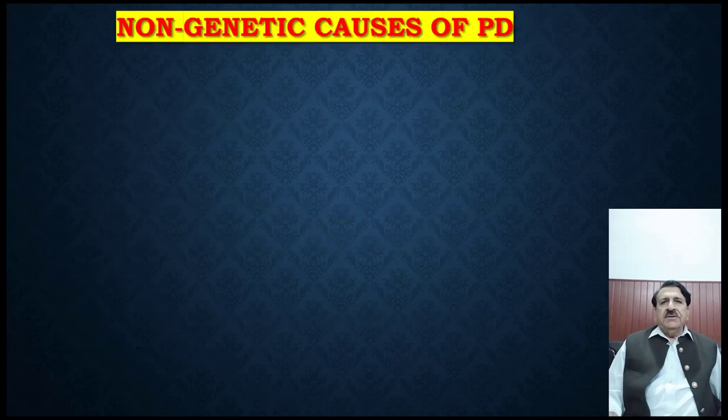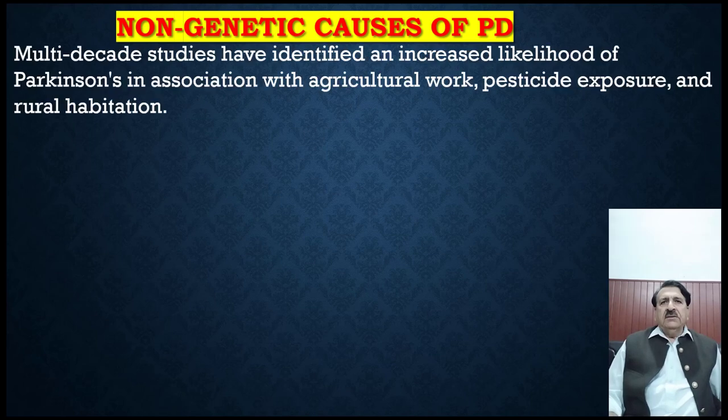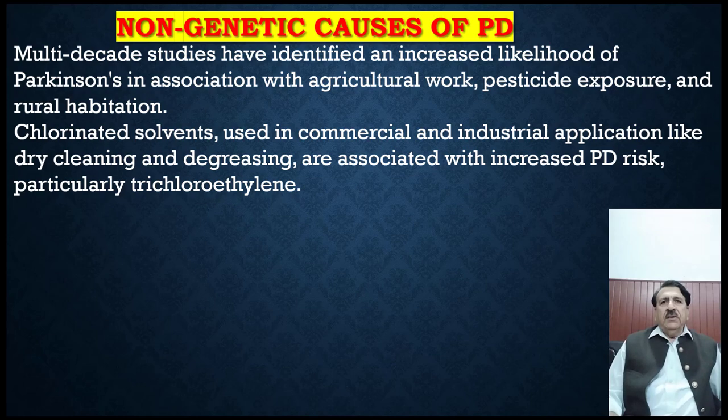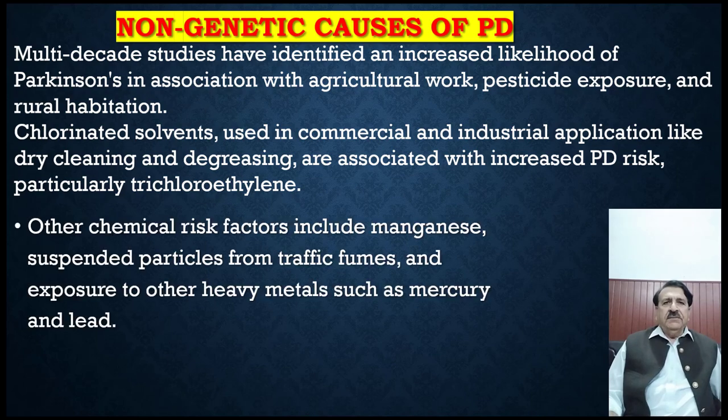Non-genetic causes of Parkinson disease. Multiple decade studies have identified an increased likelihood of Parkinson's in association with agriculture work, pesticide exposure, and rural habitation. Chlorinated solvents used in commercial and industrial applications like dry cleaning and degreasing are associated with increased Parkinson disease risk, particularly trichloroethylene. Other chemical risk factors include manganese, suspended particles from traffic fumes, and exposure to other heavy metals such as mercury and lead.